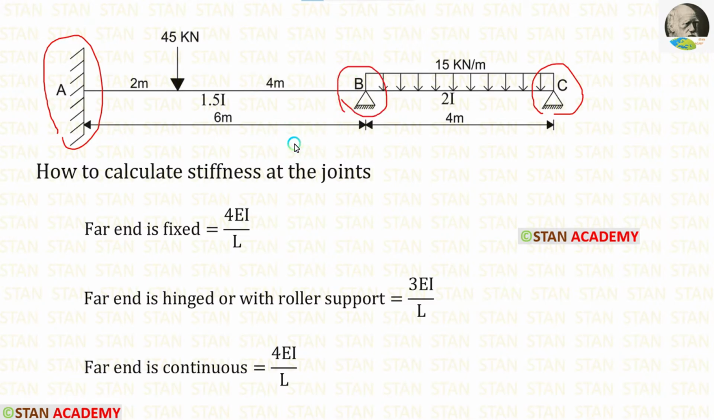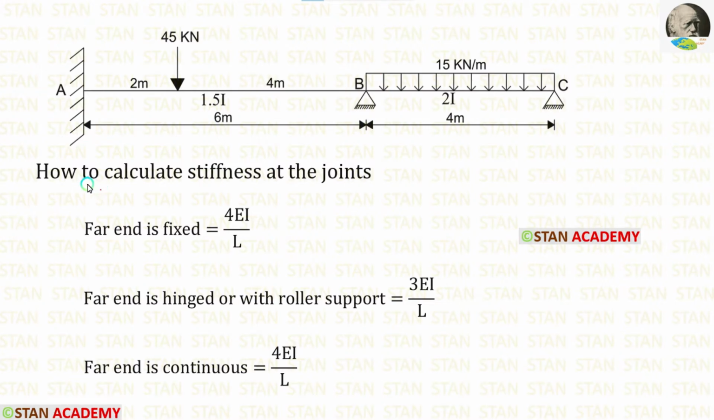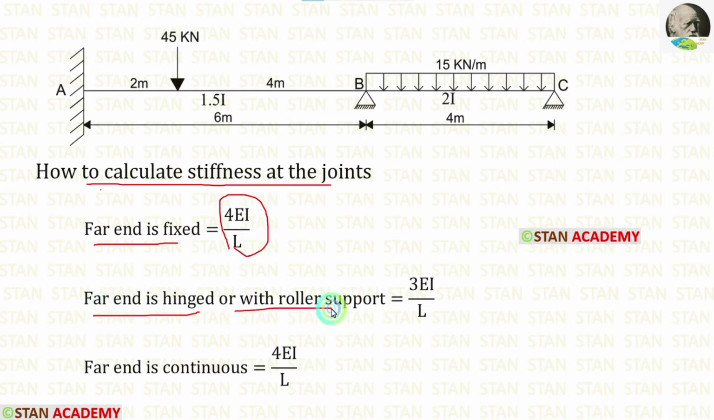For calculating the distribution factor, we have to find the stiffness. Let's see the formulas to calculate the stiffness at the joints. If the far end is fixed, the formula is 4EI upon L. If the far end is hinged or with roller support, the formula is 3EI upon L. If the far end is continuous, the formula is 4EI upon L. Let's apply these formulas and find out the stiffness.